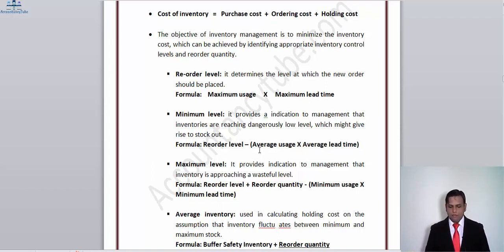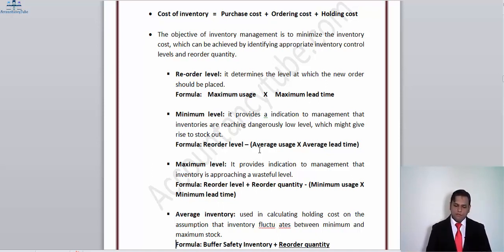Then we have got maximum level. It provides an indication to management that we are overstocking the inventory. Our reserves are getting dangerously full, which means that now the stock will start to get wasted. We are significantly increasing our holding costs by keeping too much stock. It provides an indication to management that inventory is approaching a wasteful level. The formula for it is reorder level plus reorder quantity less minimum usage and minimum lead time.